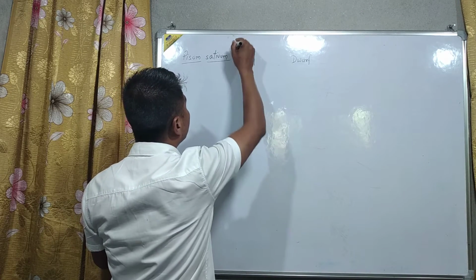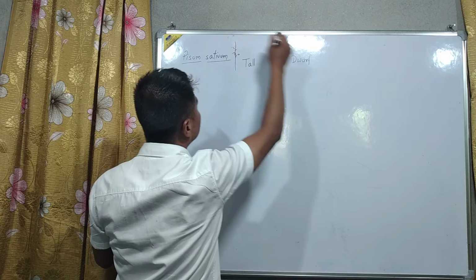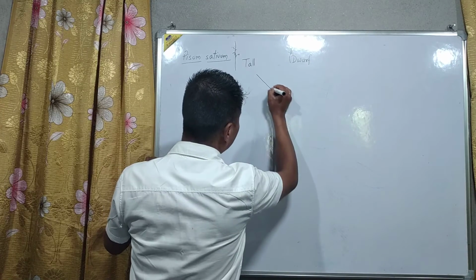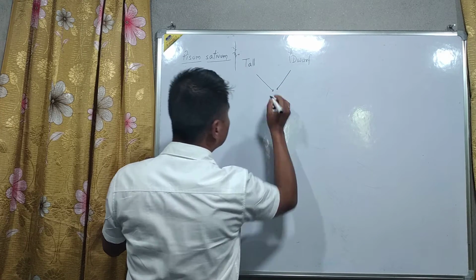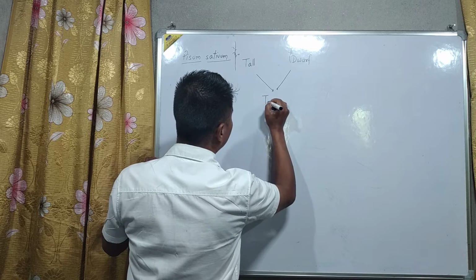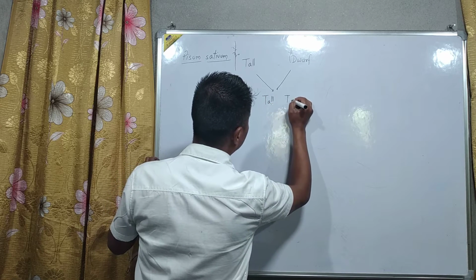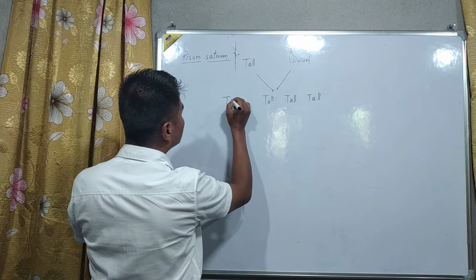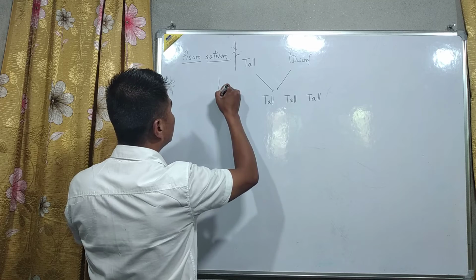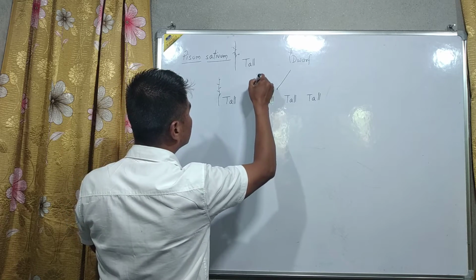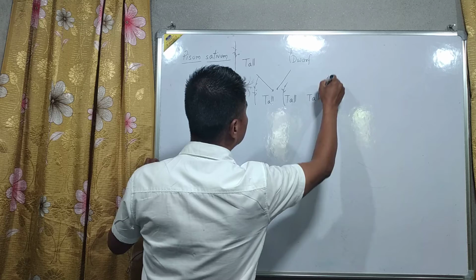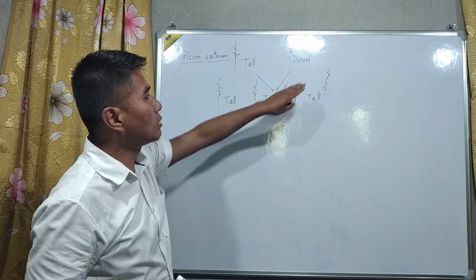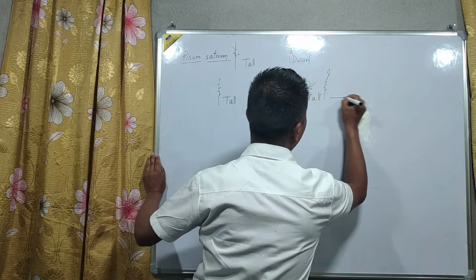Mendel took a tall plant and a dwarf plant. When he crossed this tall plant and dwarf plant, then he found all the plants to be tall. Try to understand. All the plants were found to be tall. See here. So Mendel thought, when he crossed the tall plant and dwarf plant, all the plants were found to be tall in the F1 generation.